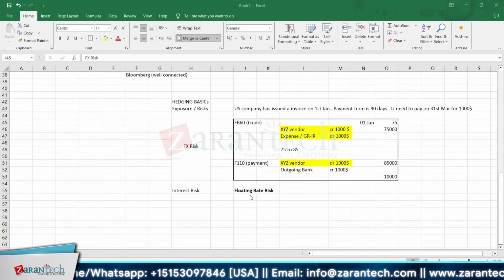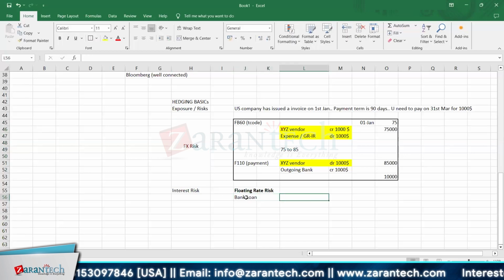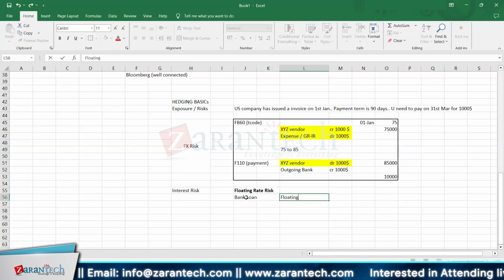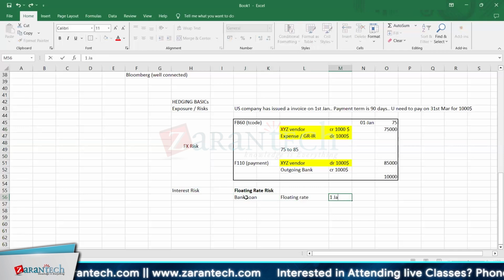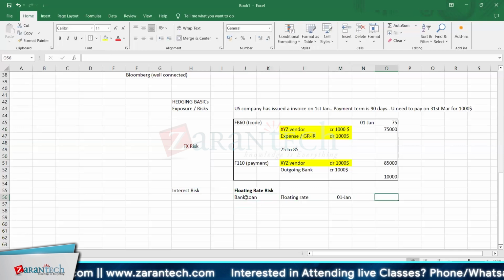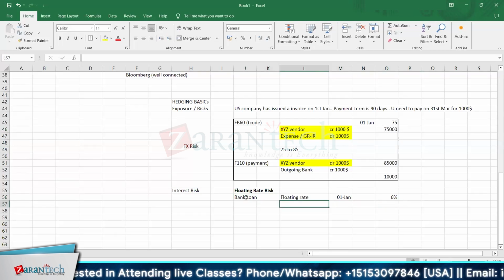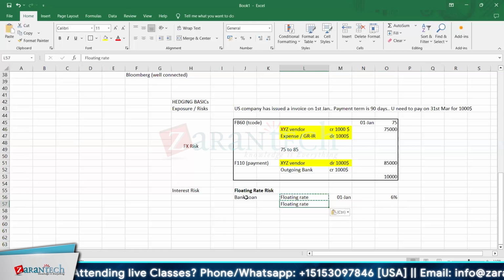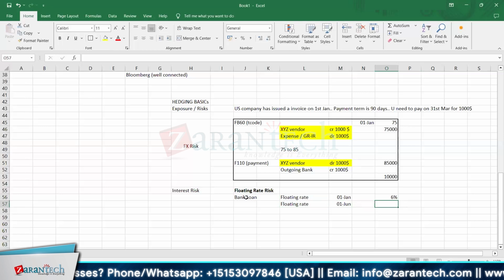So in floating rate risk, what happens is, let's say you have taken a bank loan, and you have negotiated with the bank that you'll be paying the floating rate, whatever the floating rate of the bank is. So when you took the loan on 1st of Jan, let's say the interest was 6%. So you only had to pay 6% as your interest expense. Somehow, due to some economic boom or whatever, after 6 months, on 1st of June, the floating rate has become 8%.